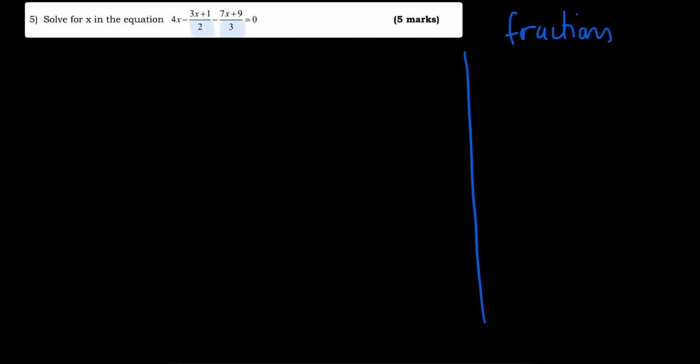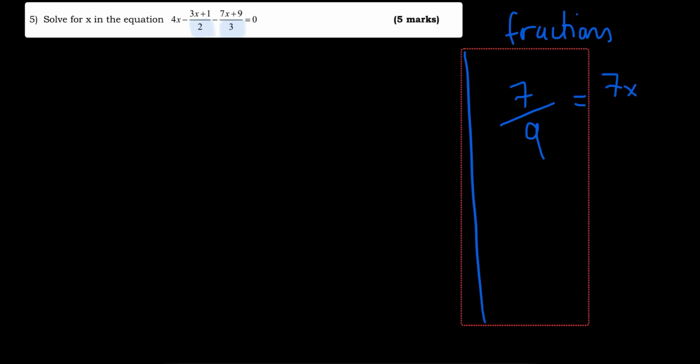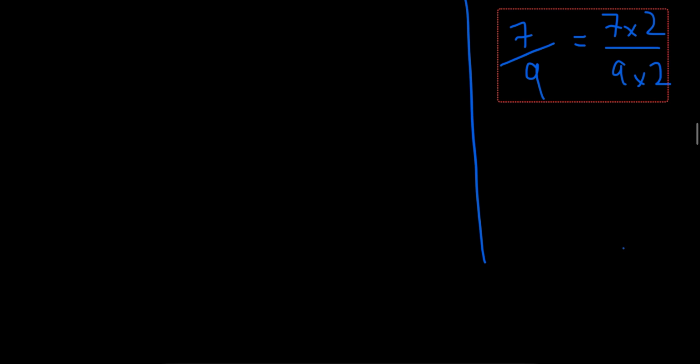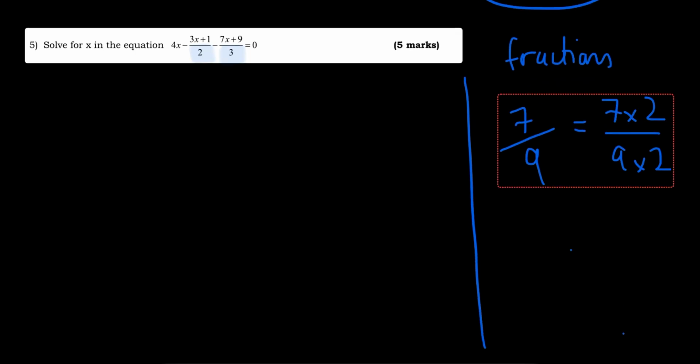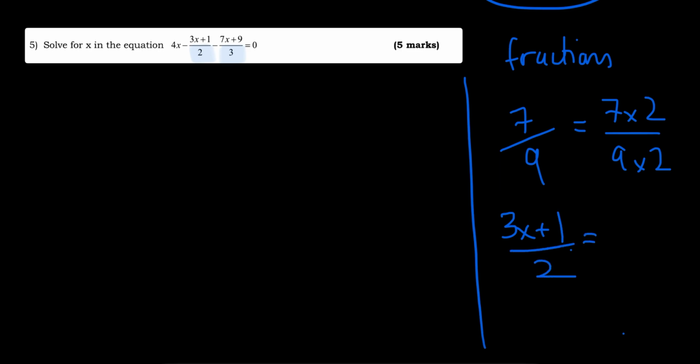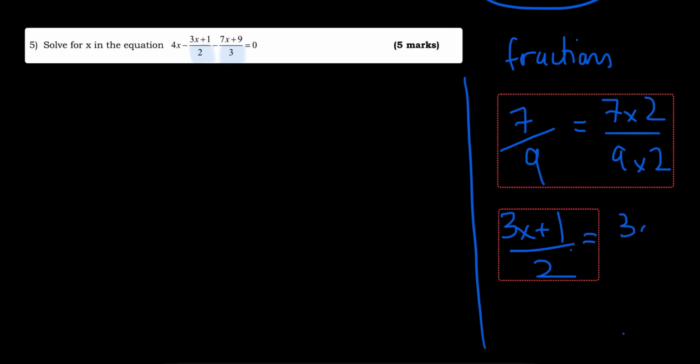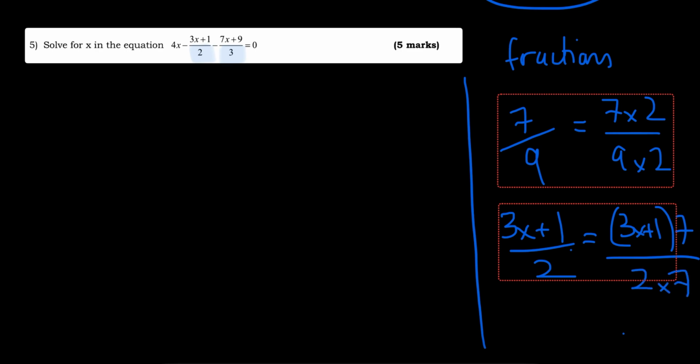So if we have any fraction like 7/9, we can always multiply the top and bottom by the same number, right? So this is the same as 7 times 2 over 9 times 2. Okay? If we have an expression on top, like 3x plus 1 over 2, we could still multiply it all by something, right? So this could be 3x plus 1. Remember to put the brackets in. We can multiply it by 7 if we wanted, as long as we do the same to the bottom. Okay?